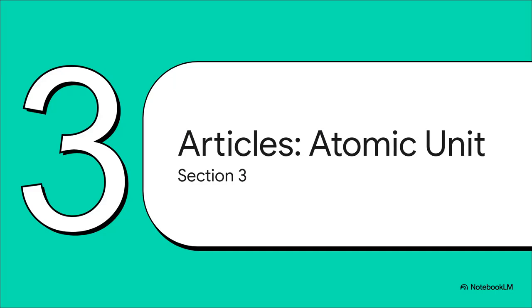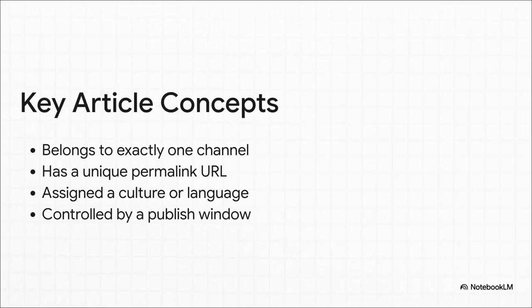Which brings us perfectly to section 3, articles, the atomic unit. Let's zoom in on that piece of paper. Okay, rapid fire, here are the 4 absolute rules for what constitutes an article in the OmniCon database. Number 1, an article belongs to exactly one channel. You can't just share it across multiple tables.